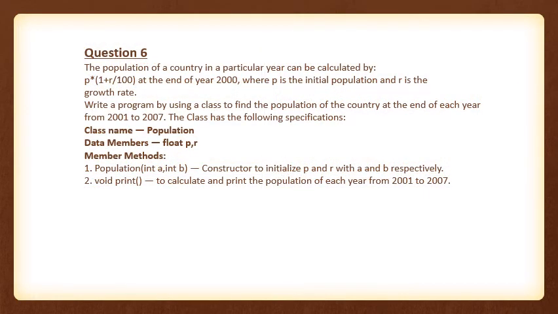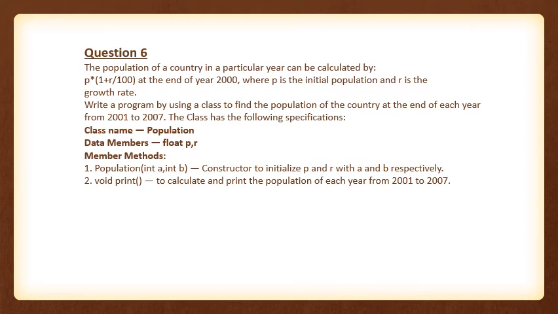Question number 6. The population of a country in a particular year can be calculated by P into 1 plus R divided by 100 at the end of the year 2000, where P is the initial population and R is the growth rate. Write a program by using a class to find the population of the country at the end of each year from 2001 to 2007.